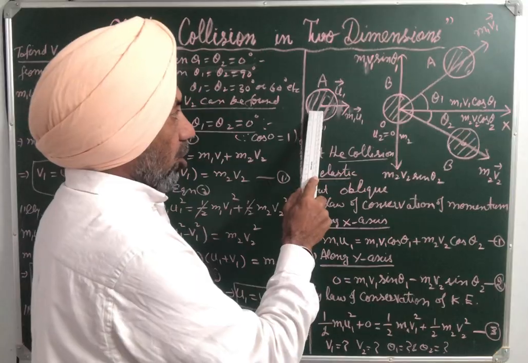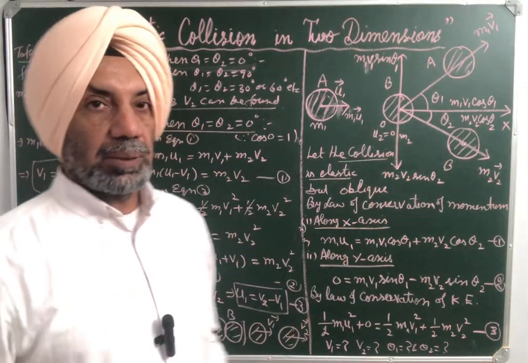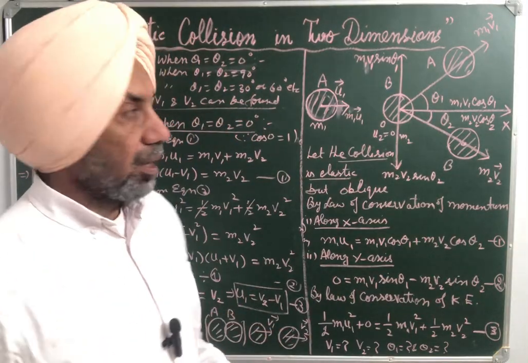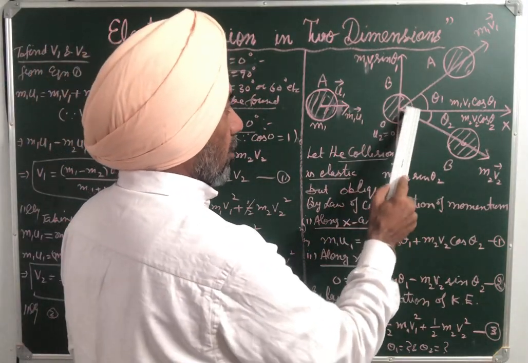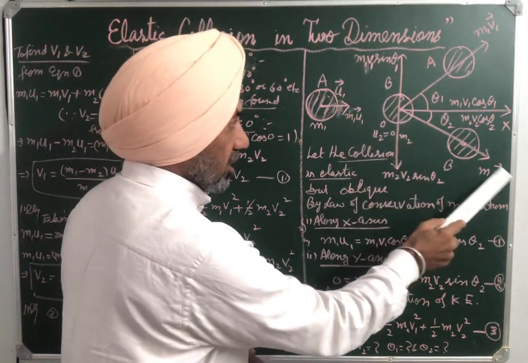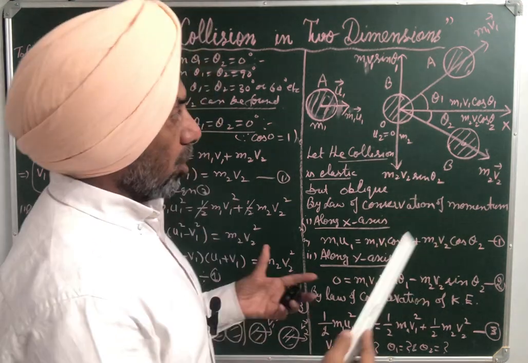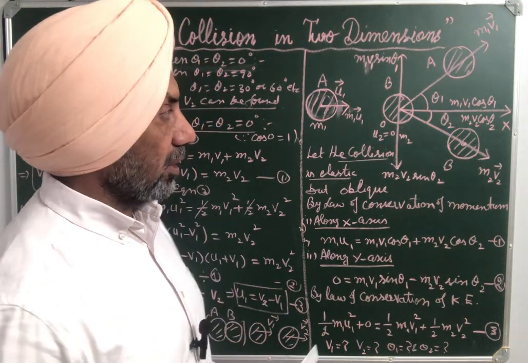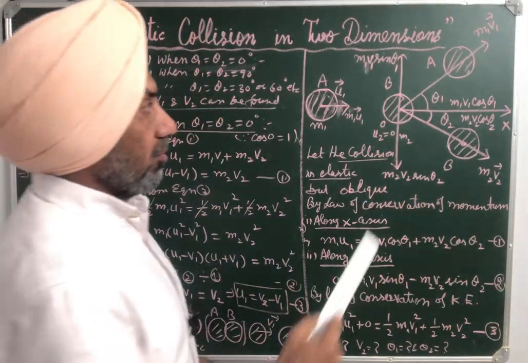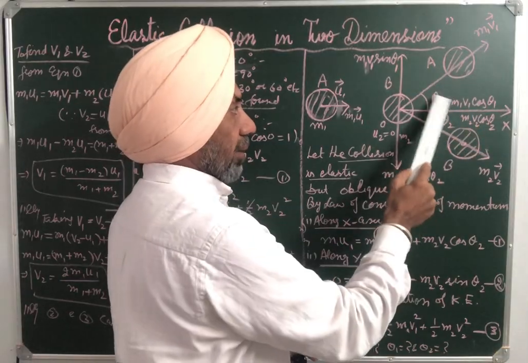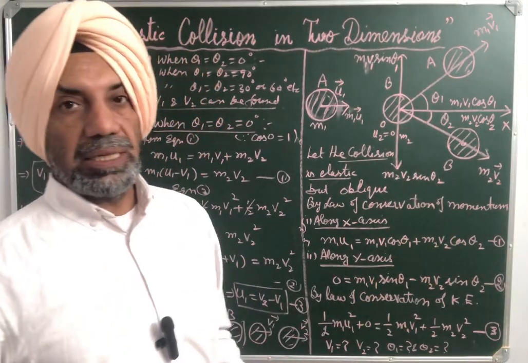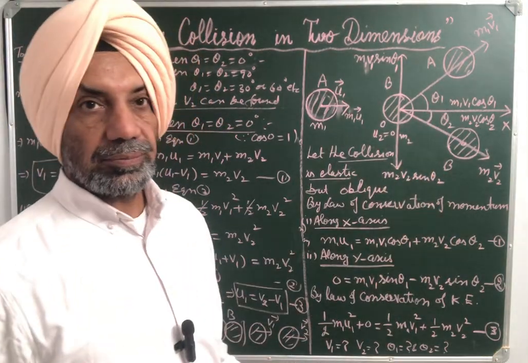Now suppose body A collides with body B. It is not a head-on collision. Suppose after collision, body A goes in this direction, body B goes in this direction. That's why it is a two-dimensional collision. Suppose theta 1 is the angle which the direction of motion of body A makes with the x-axis, and theta 2 is the angle which the direction of motion of body B makes with the x-axis.